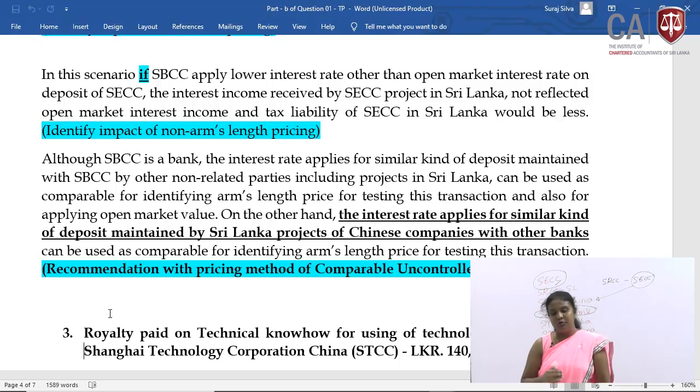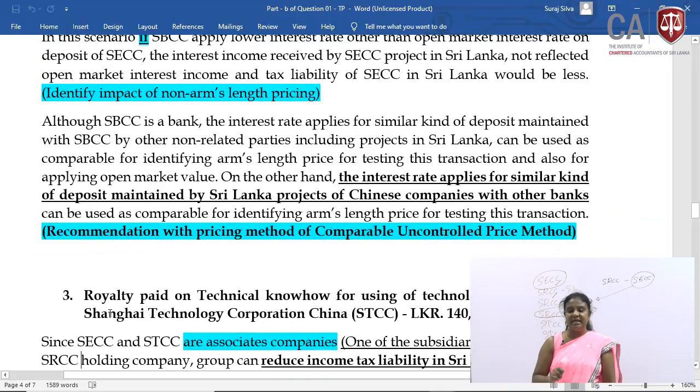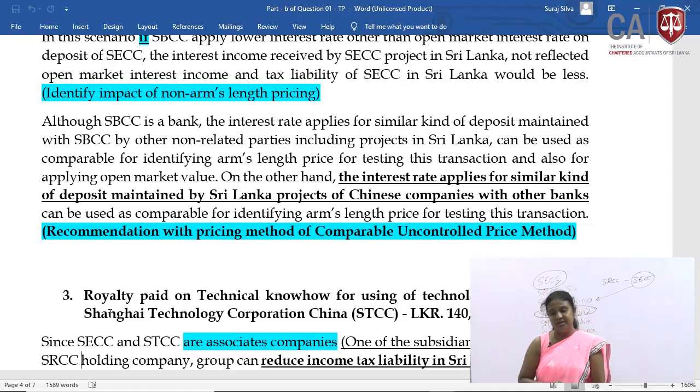Now, the second para is to identify the impact of non-arm's length pricing. Now, in the third para, I am going to give my recommendation with the most appropriate pricing method. Although SBCC is a bank, the interest rate applied for similar kinds of deposits maintained with SBCC by other non-related parties, including projects in Sri Lanka, can be used as comparables for identifying the arm's length price for testing this transaction and also for applying the open market value.